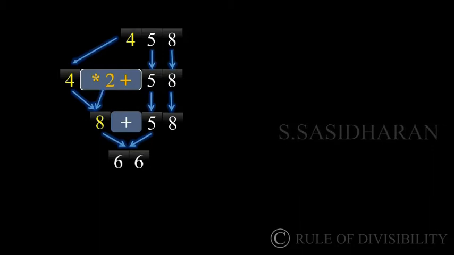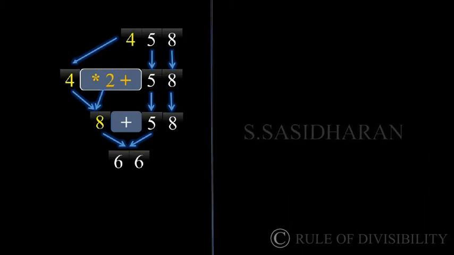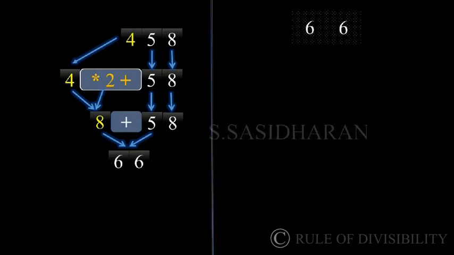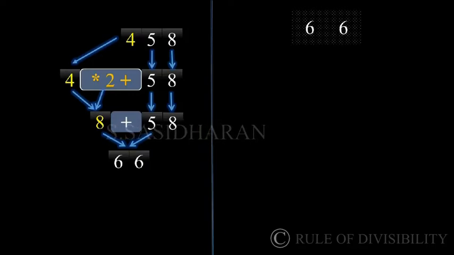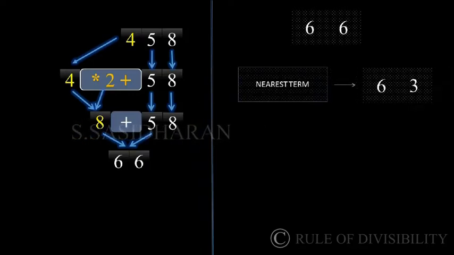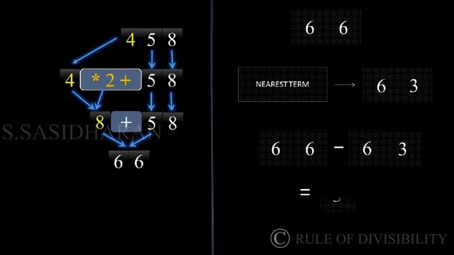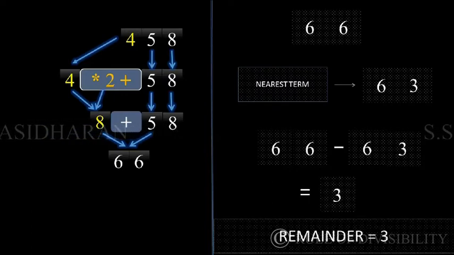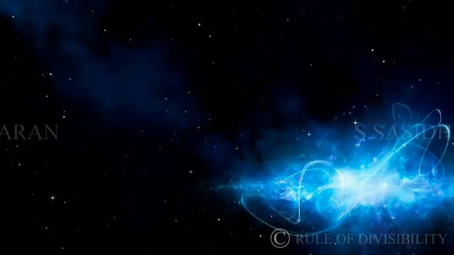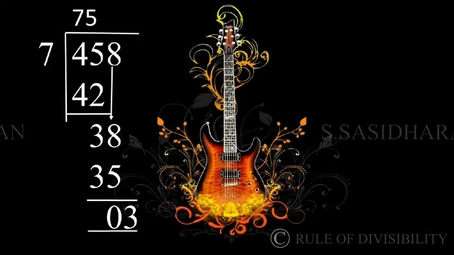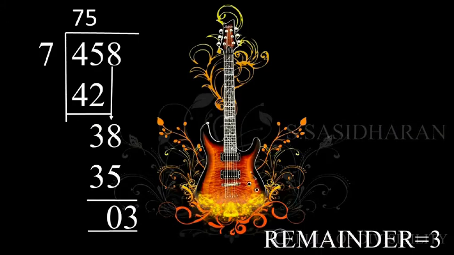Next, how to find the remainder? The resultant number is 66. Now we have to find the number divisible by 7, which is less than and nearest to 66, which is 63. Thus the difference between 66 and 63 is 3. Thus 3 is the remainder. Now we can check the remainder in our normal division also. Hurray, it works. It gives the same answer in both the methods.